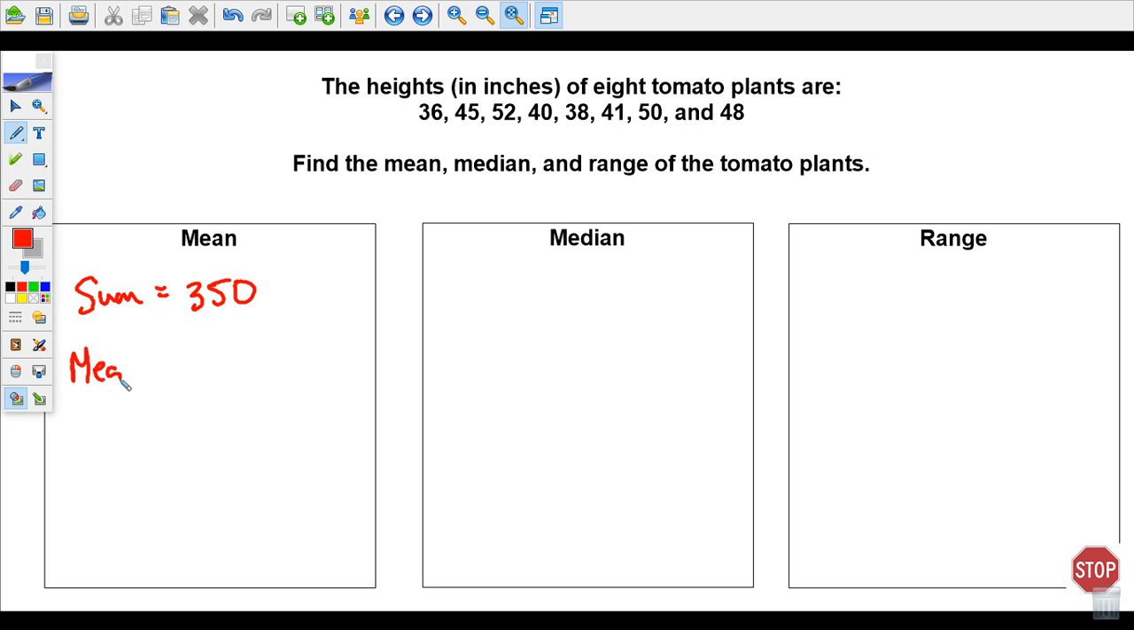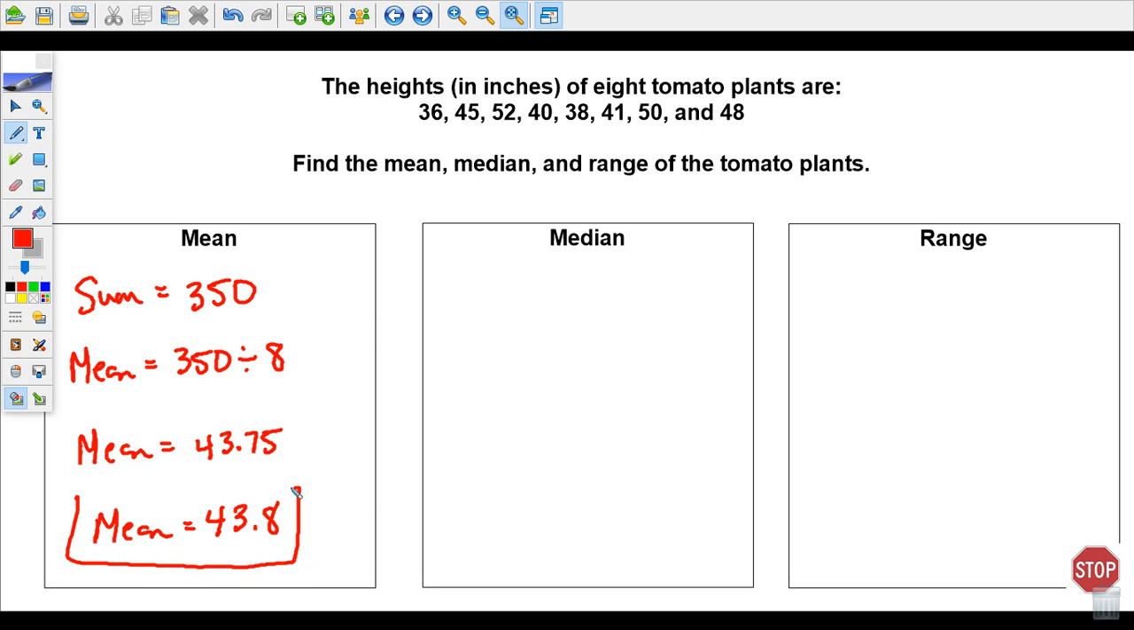And then remember, the mean is that sum divided by how many numbers there are. There are 1, 2, 3, 4, 5, 6, 7, 8. It actually tells me 8 right there. 350 divided by 8. When I do that division, I get 43.75. And again, rounding to the nearest tenth right here, I look to the right. That 5 tells me to round up. 5 or above, round up. So I would round to an 8. 43.8. On average, the height of these tomato plants is 43.8.